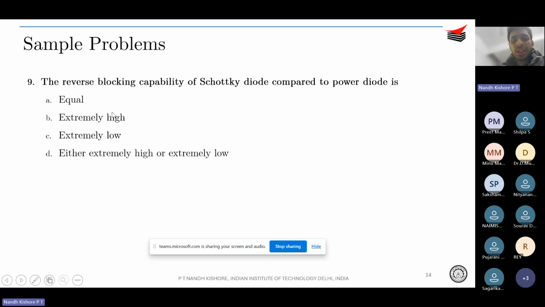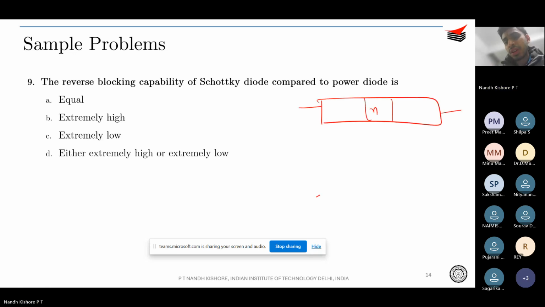As I was mentioning earlier, in a power diode you have something called the drift region: P plus, N minus, and N plus. However, in a Schottky diode, you replace one of these with a metal contact. The advantage is that you have little reverse recovery, but the problem is that it cannot block higher voltage. So the reverse blocking capability of a Schottky diode is very low compared to a power diode.